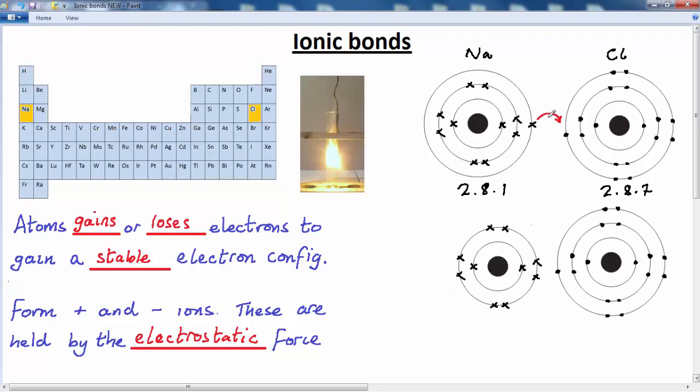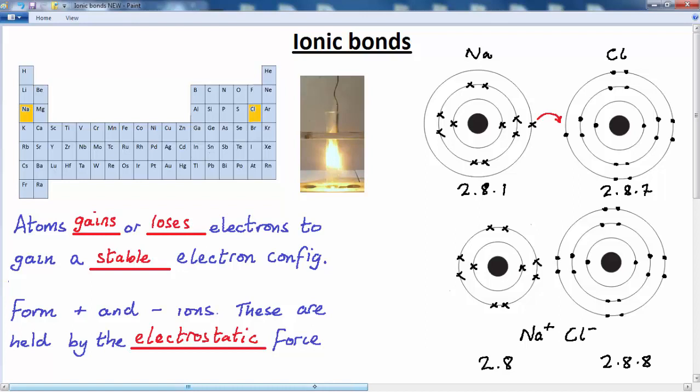As a result of this interchange in electrons, we've now got a sodium plus ion. The sodium has lost that outer electron, and that's going to form an ionic bond with the chlorine minus ion, because this has now gained that extra electron from the sodium atom. The electron distribution of the sodium ion is 2.8, and the chlorine is now 2.8.8. They've both got stable configurations, and this will now form the repeating unit in the ionic structure.